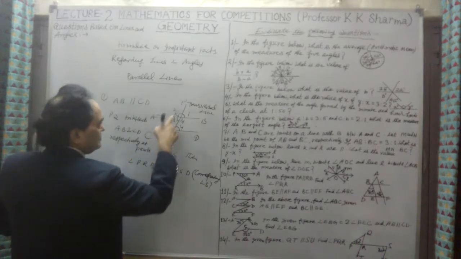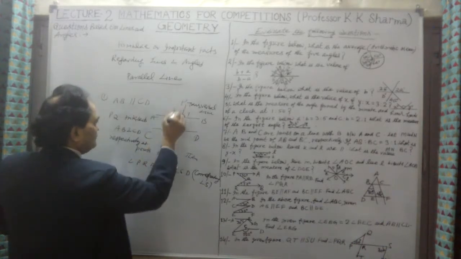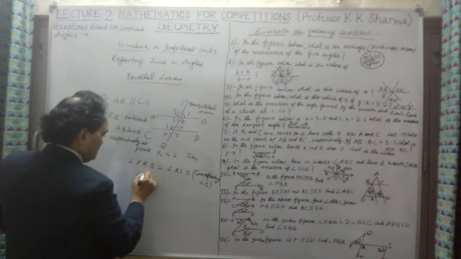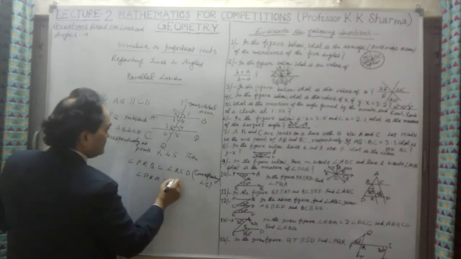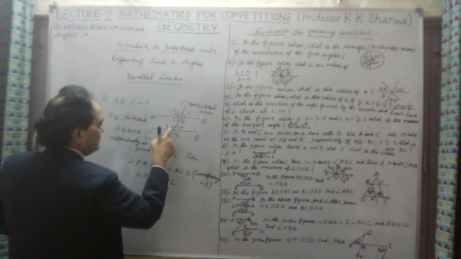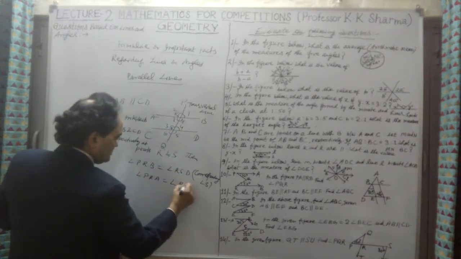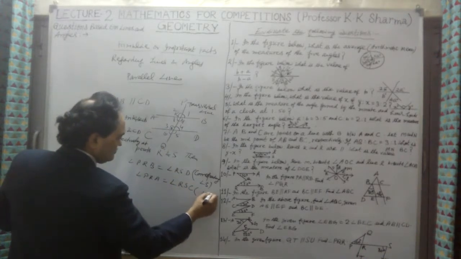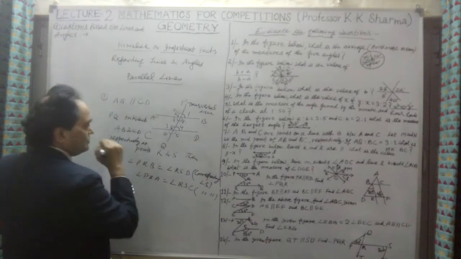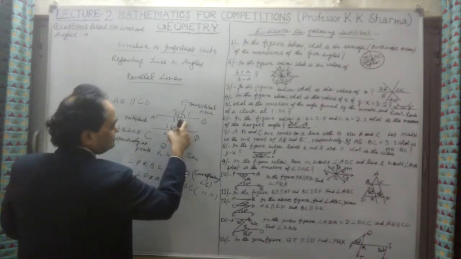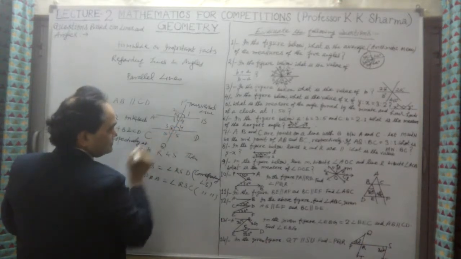Similarly, angle PRA is equal to angle RSC. They are also corresponding angles. This angle is equal to this angle.